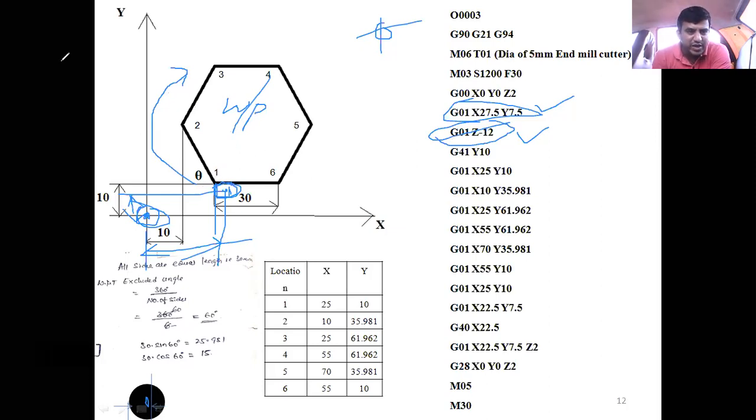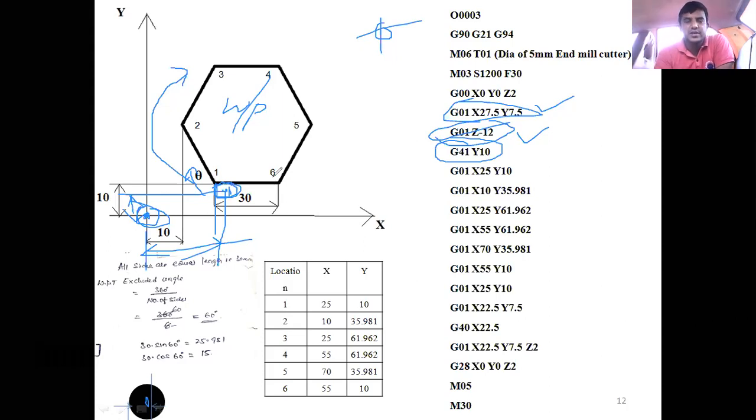In what direction are we moving here? From 1 dash, in which axis are you moving? In the Y axis you are moving. So you have to give the coordinate for the first location in the Y direction. That is a Y value of 10. Now we will not consider the center of the cutting tool. Automatically, the machine will take the radius of the cutter as the offset value. That is the importance of cutter radius compensation. Okay, G41 Y10.